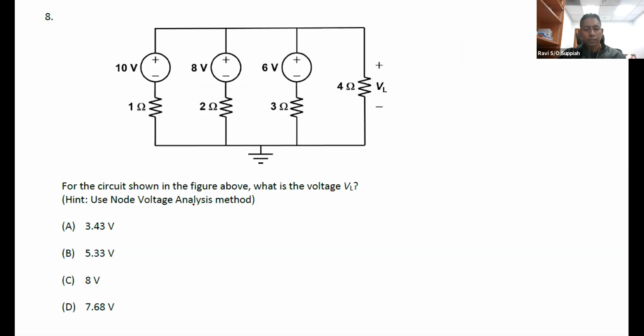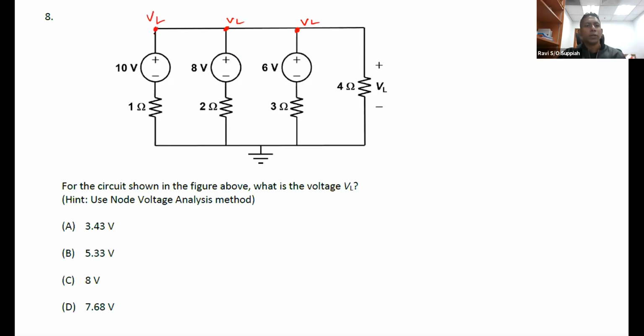Node voltage analysis is basically coming up with an equation that uses the information we have to represent nodes, and then using those nodes you come up with the equation that can help you solve the unknown. Since this is VL and all these are connected together, each of these points here is also VL.